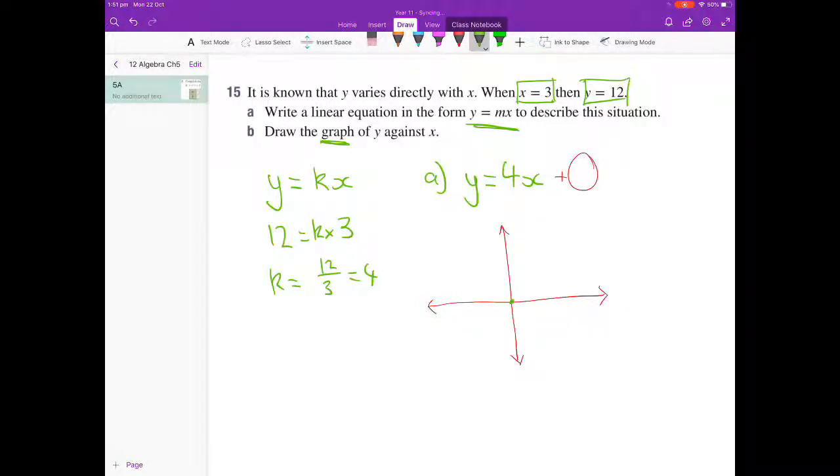So we can put our first point in pretty easy right on that crossing of the axes. Beyond that, we go up 4 for every 1 we go over, because our rise over run is 4. 2 points, we make a line. And there you are, done.